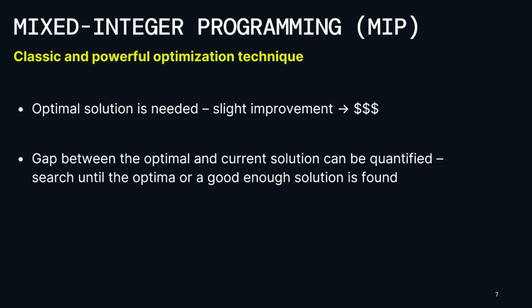Also, the optimal solution is needed because a very slight improvement means a lot of revenue. And again, the optimality can be proven here. So the gap between the optimal solution and your current best solution can be quantified, which means you can have a more logical, systematic way to search for a solution until an optimal solution is found or a just good enough solution is found within a reasonable time.